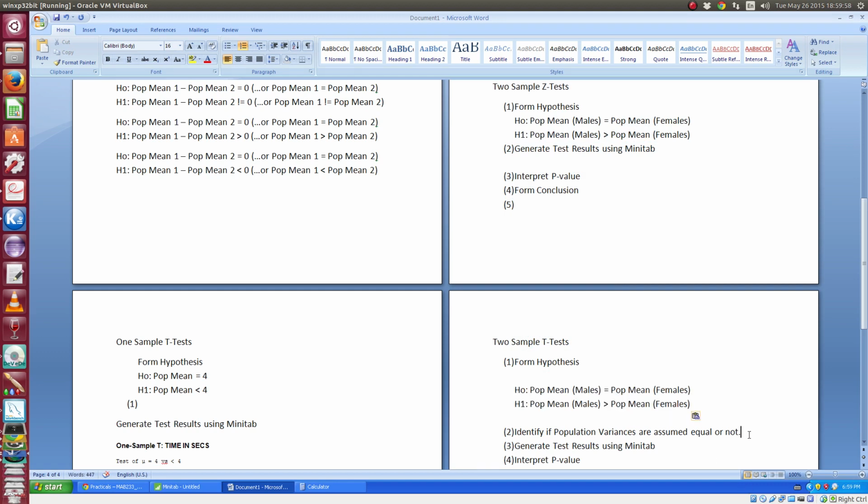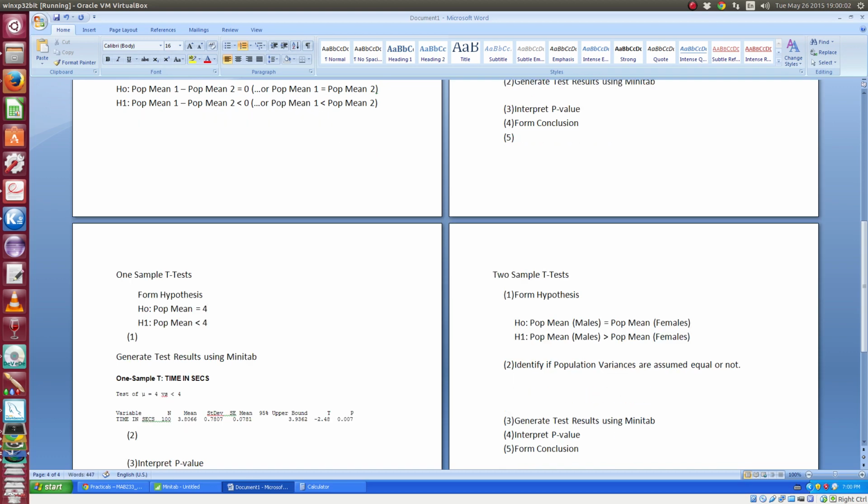The next step is that we need to identify if the population variances are assumed equal or not. When it comes to 2 sample t-tests, the reason we know we're doing a t-test is because we don't know what the population variances are. But there are 2 different cases. We can either assume them to be equal, or we can assume them not to be equal. Depending upon your situation, you can make that assessment.